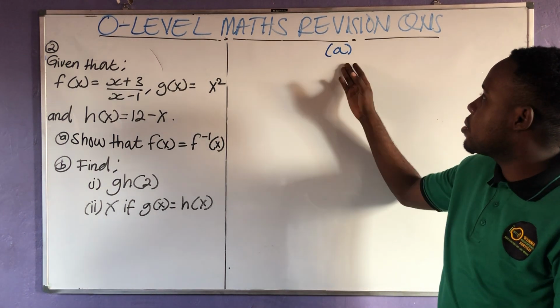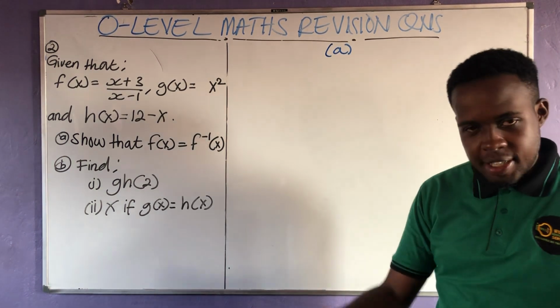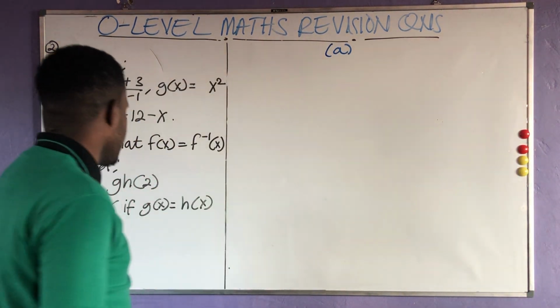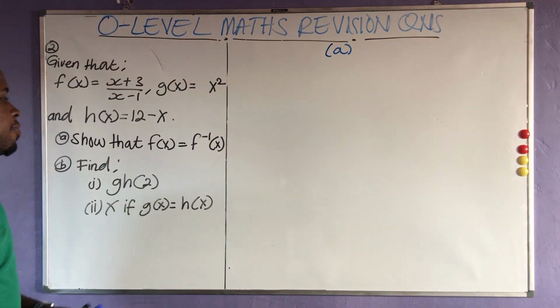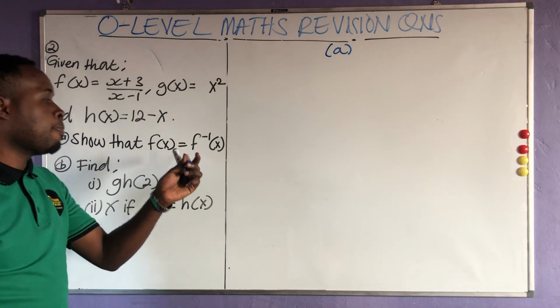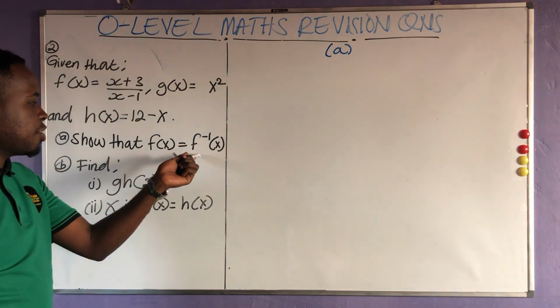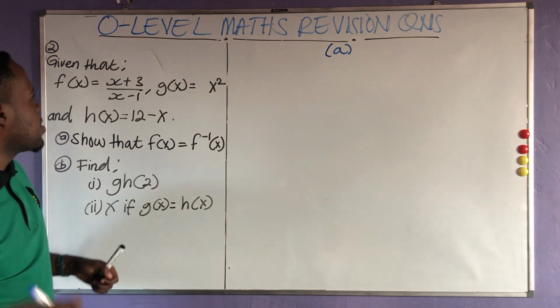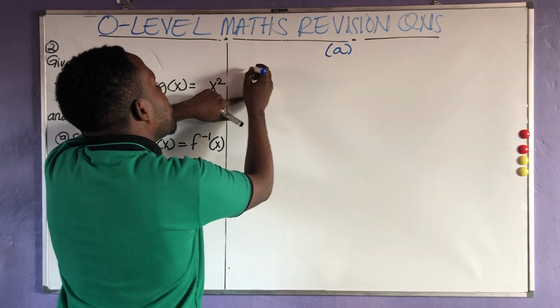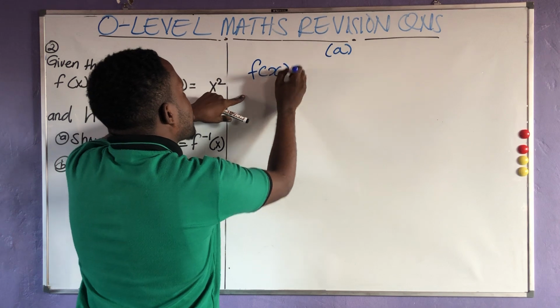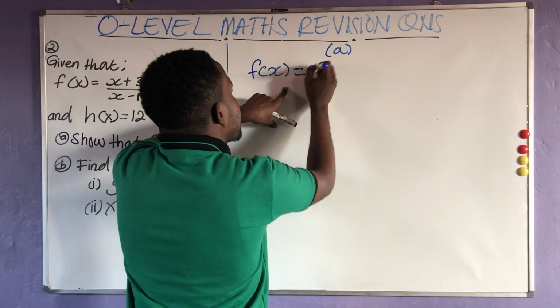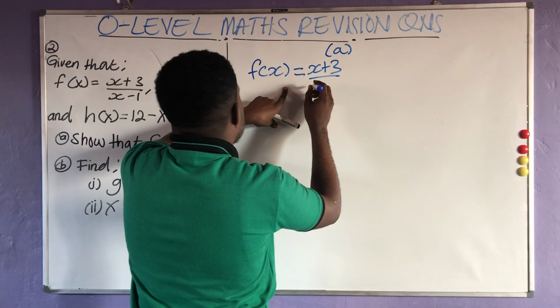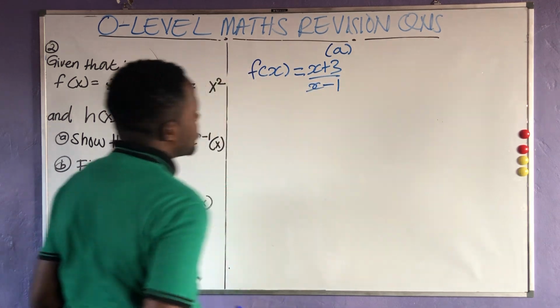Now friends, I'm going to start with part A. Let us begin. So now we are going to first find the inverse of this function and try and see whether they are actually equivalent. So our beautiful function, I can write it here. It is x plus 3 divided by x minus 1.